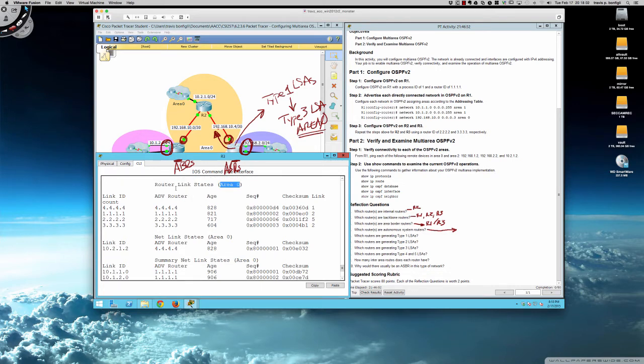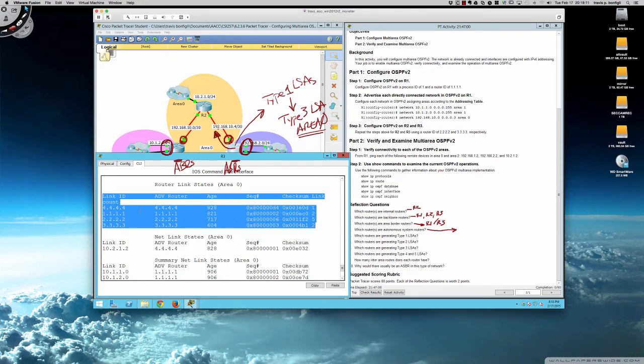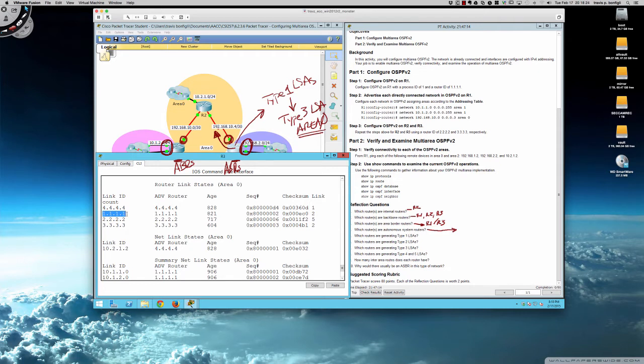And so router link states, these are the type 1 LSAs that I am learning about. So I am getting a type 1 LSA from router 4, which we don't see here on the screen, and I'm assuming is sitting out here in the quote-unquote cloud. I'm getting a type 1 LSA from router 1 because remember, router 1 has an interface in area 0, as do I, router 3. So I'm going to see a type 1 LSA for him. Type 1 LSA also for router 2 because we're all in area 0 together.